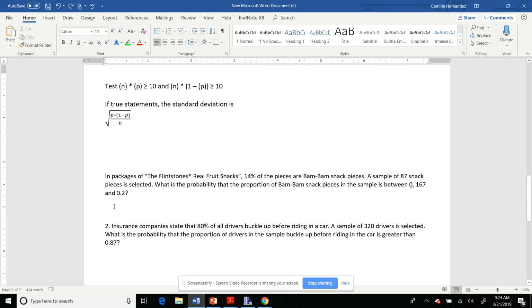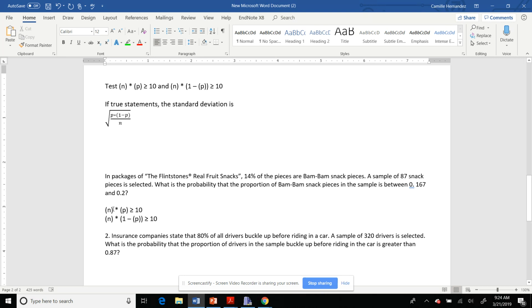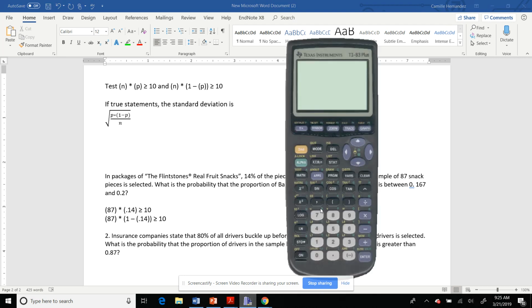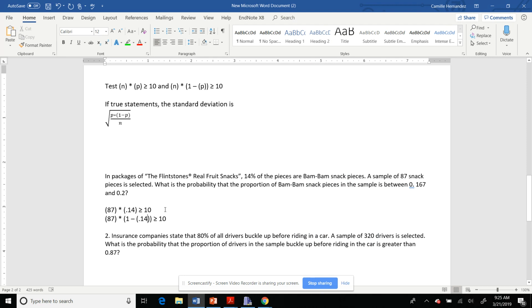So let's do this. If I put 87, and this is going to be 0.14, and this is going to be 87, and this is going to be 0.14. All right. So I want to make true statements. So I'm going to bring up my calculator, turn it on. So 87 times 0.14 gives me 12.18. So this is a true statement.